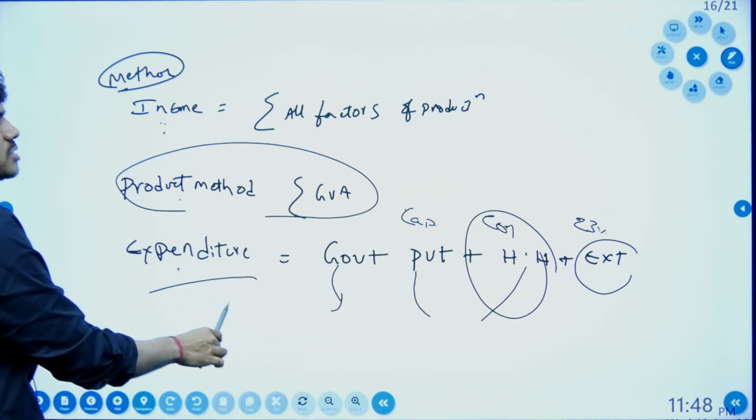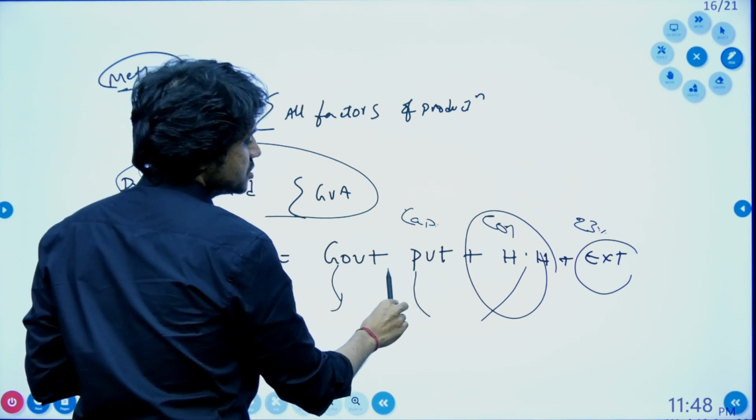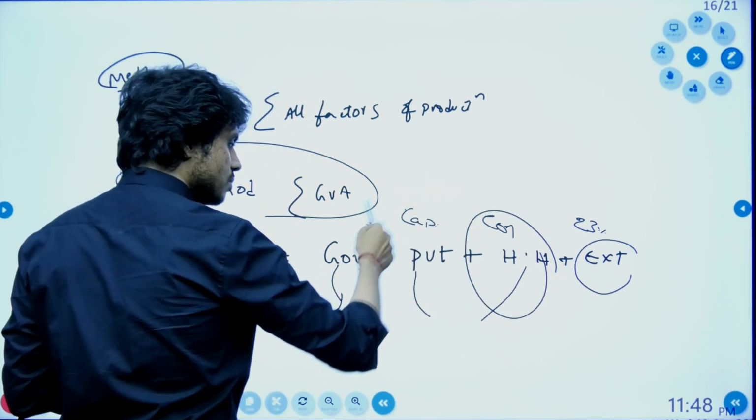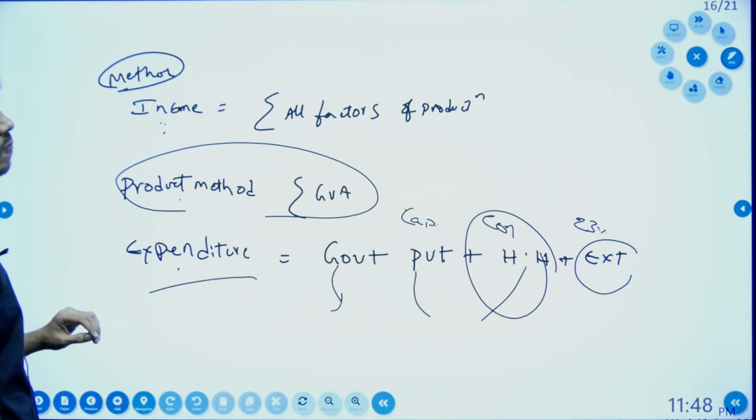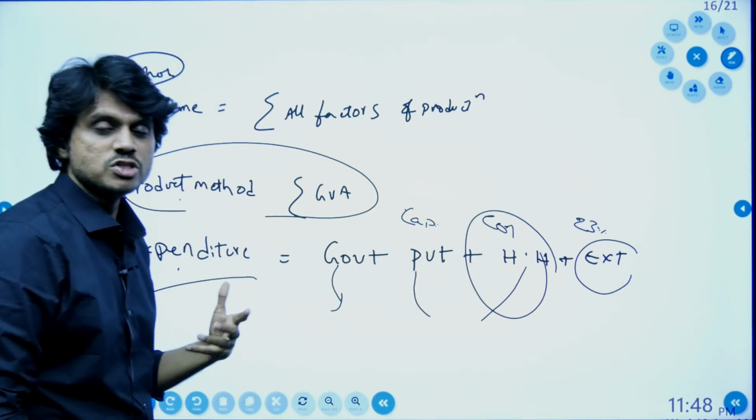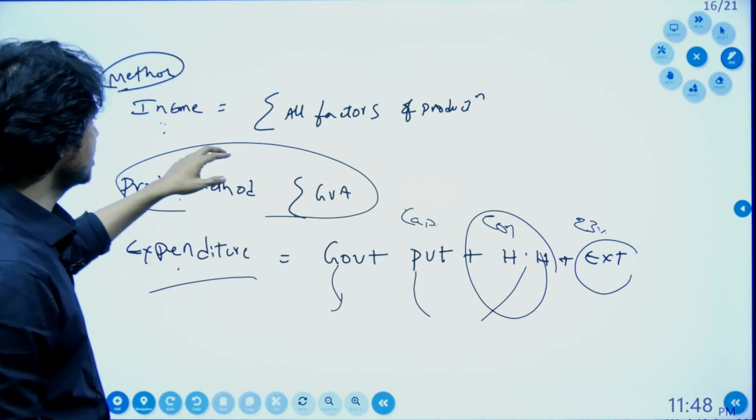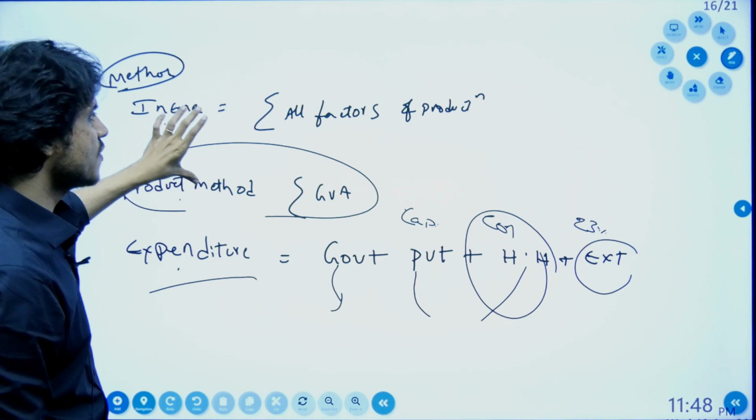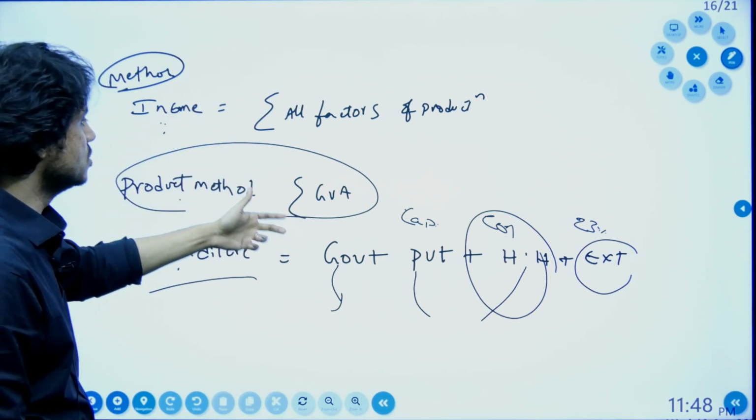So you have to remember the expenditure method. In the expenditure method, we are considering 4 sectors of the economy: government, private sector, household sector and the external sector. So this is one of the methods. Which method does the Ministry of Statistics use? The Ministry of Statistics uses both these methods, the income method and the product method. Then finally they will come at the value.